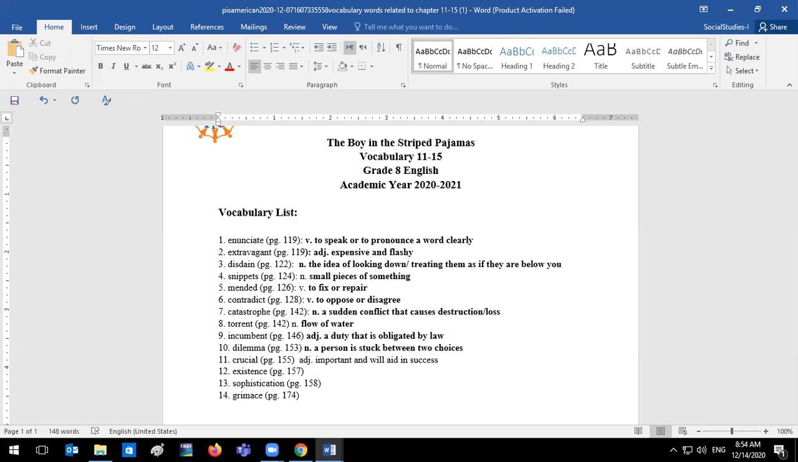So it is crucial, for example, to follow instructions on the exam, because if you don't, you're going to lose points. If you do, you will succeed. So crucial means something that is important, and not only that, but if you do it or follow it, it will lead to success.